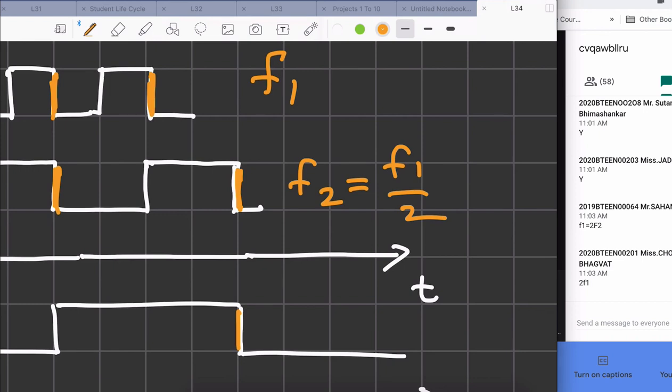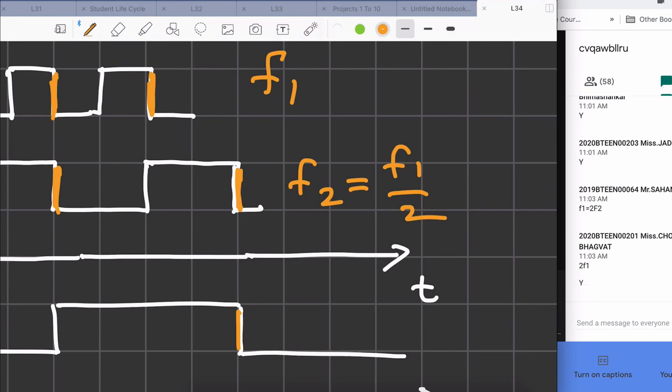Hansraj, you are telling correct. F1 is equal to twice F2. Actually we should write F2 because it is the output. F2 should be F1 by 2 because F2 is the output. समझ में आ रहा है क्या? So F2 is F1 divided by 2.